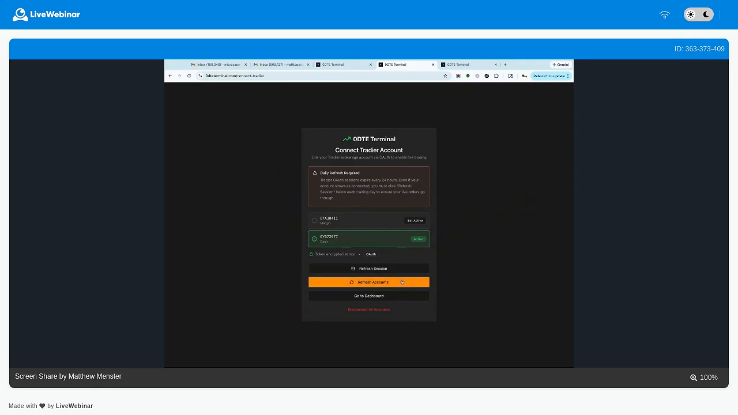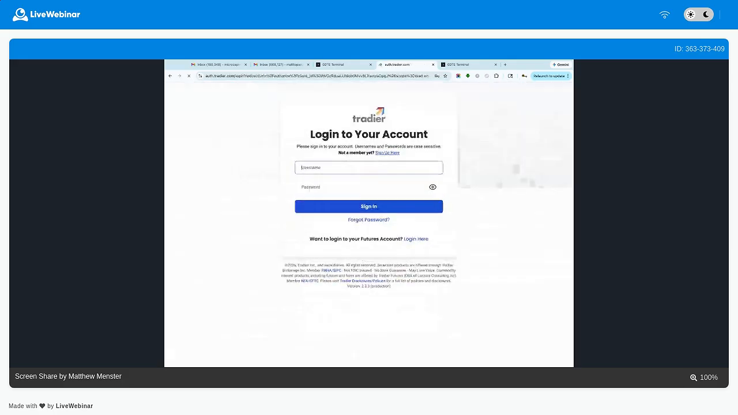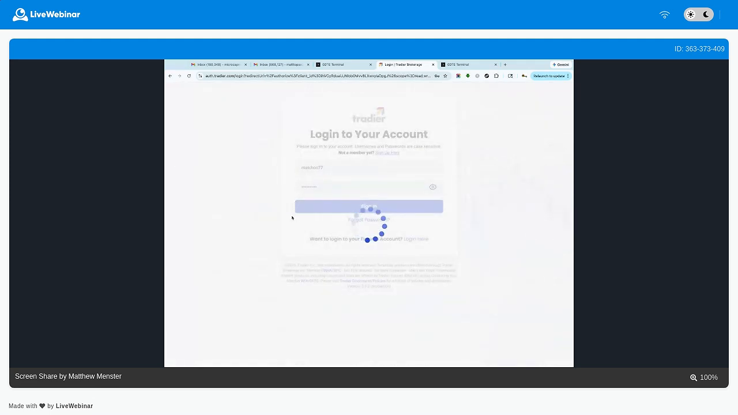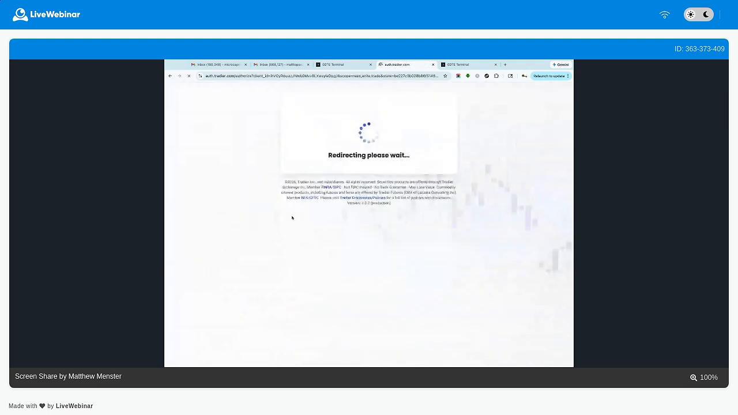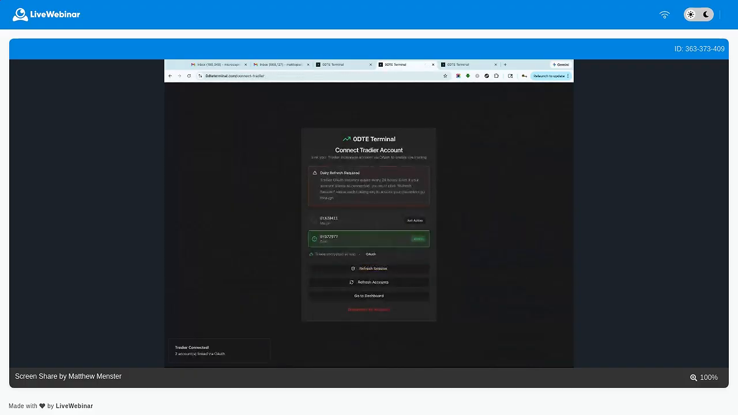If I go to disconnect all accounts, I'll show you how it works. You go connect with Tradier, and this is using what Tradier calls OAuth. Then you have to approve access. So everything's on the up and up. I got the approval from Tradier for this, so it's all good to go. Took a while, but.